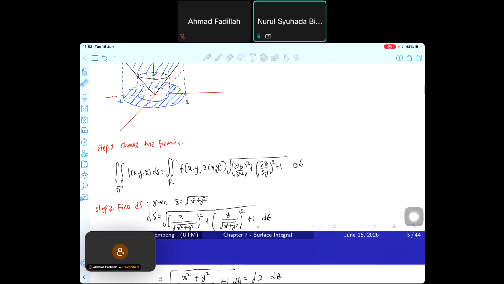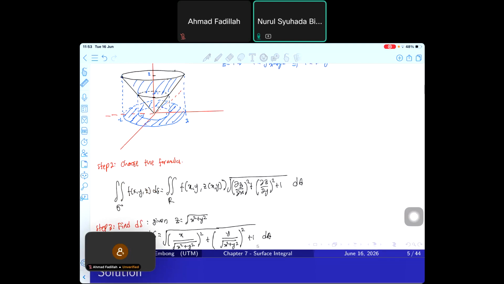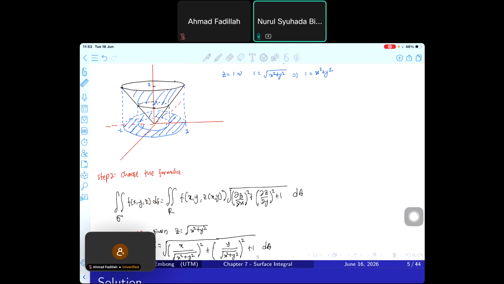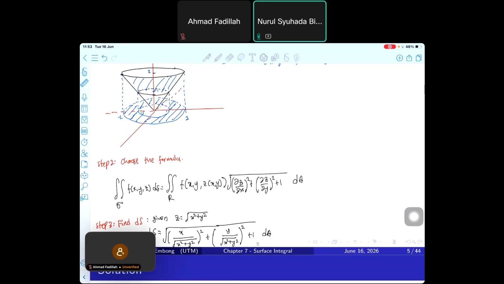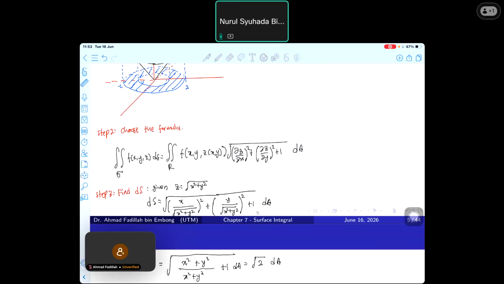So next step, we are going to choose the formula. Based on the given picture here, it is much easier for me to project the shape, or the surface, on the xy plane. So it will be easier for me to evaluate the integration. That's why I'm choosing the formulation that projects on the xy plane. Okay, so we are the ones who choose this formula.